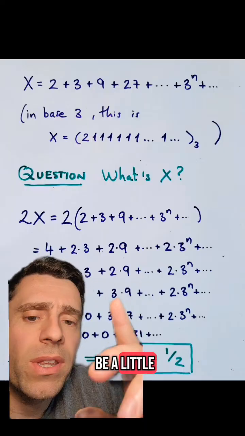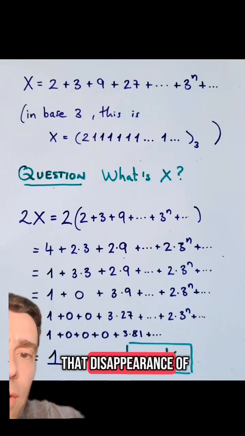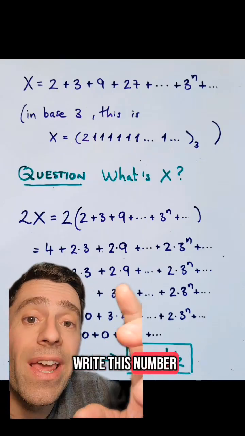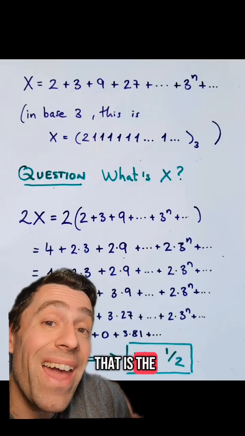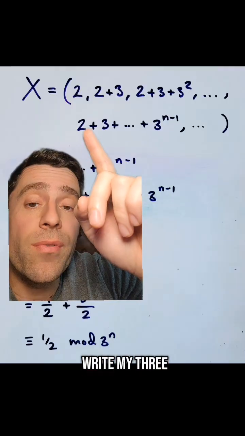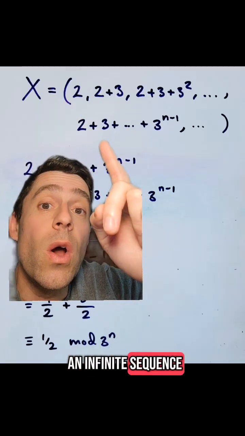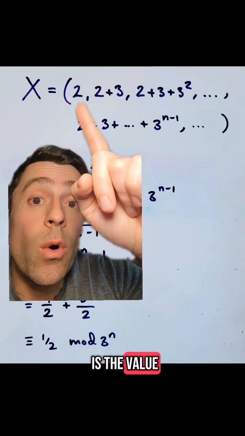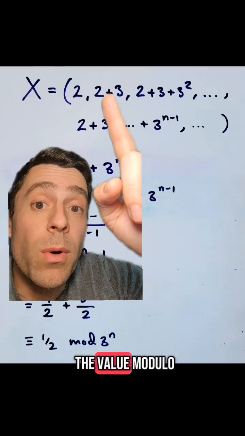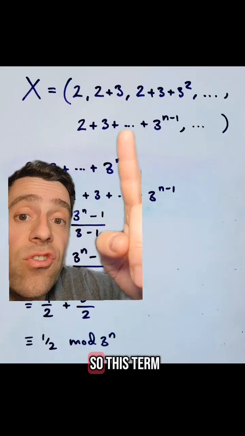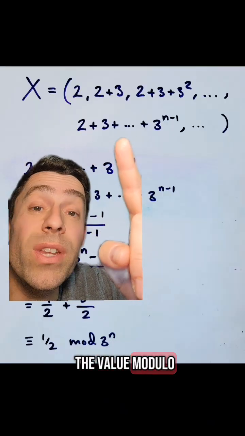Now, you might be a little bit disturbed by that disappearance of all these terms. Let me write this number in another format that is the way I usually write my three-adic numbers. Instead, I like to write my three-adic numbers as an infinite sequence of congruence classes. The first coefficient is the value of x modulo 3, the value modulo 9, the value modulo 27, and so forth. So this term here would be the value modulo 3 to the n.